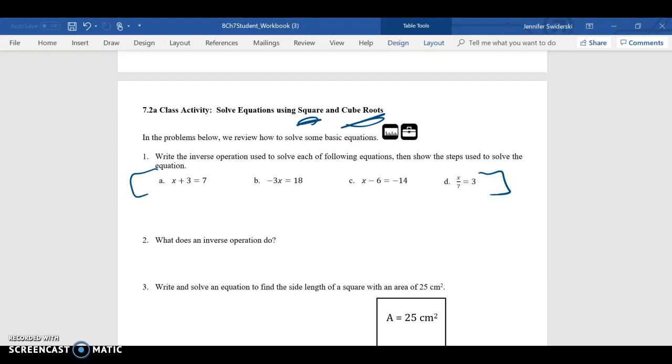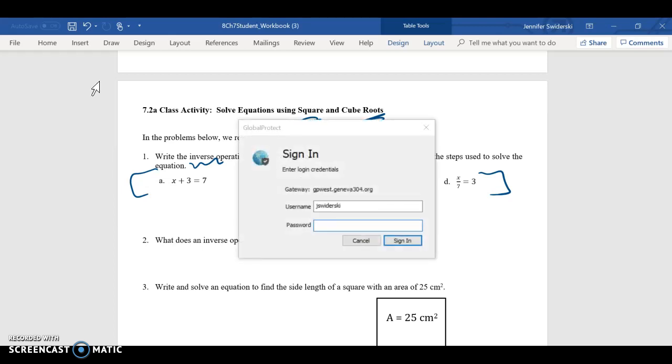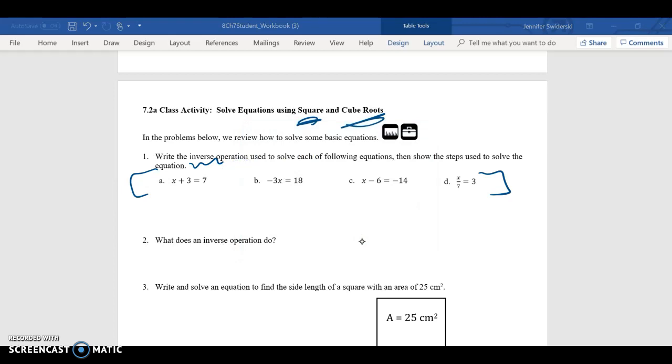Okay, so they want us to write the inverse operation used to solve each of the following equations, then show the steps used to solve the equation. So inverse operation means, what do we need to do to solve for x? Many of you are going to know that this is addition. So the inverse of addition is subtraction. Well, I would subtract 3 and subtract 3. I get 4 for x. So this is subtraction.